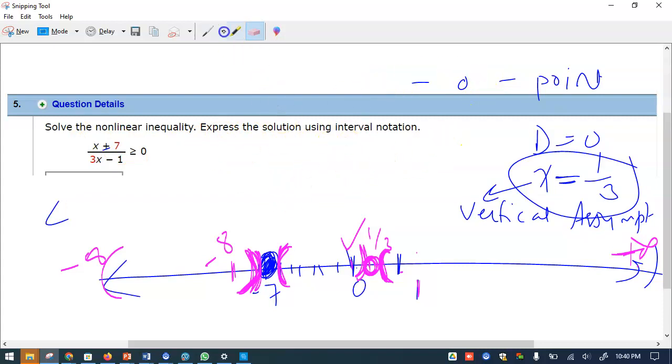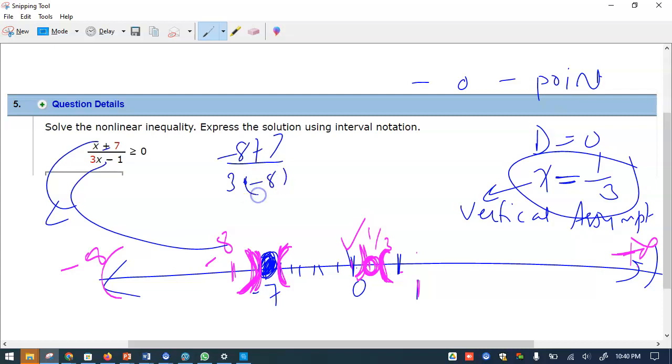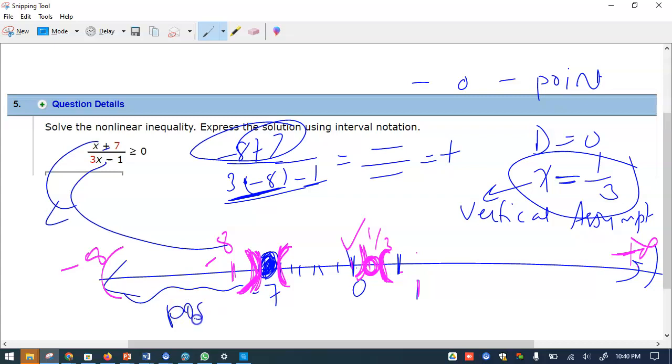So if I plug in minus 8 in both places, what do you think is going to happen? The numerator is minus 8 plus 7, and the denominator is 3 times minus 8, minus 1. Of course, here you need to check whether it is really positive or negative. The top one is going to be negative. The bottom will be negative 24, and negative 1 becomes negative, so the whole thing becomes positive.